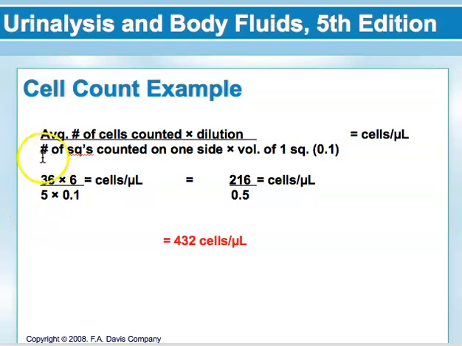Okay, so we got our average, which was 36, multiplied it times 6 because that's our dilution. We counted 5 squares on each side times 0.1, so that was the volume of the square. So 36 times 6 is 216, 5 times 0.1 is 0.5. So when you divide 216 by 0.5, you come up with a result of 432 cells per microliter.